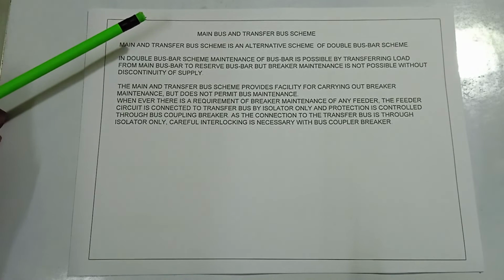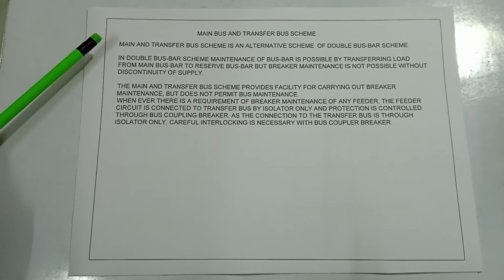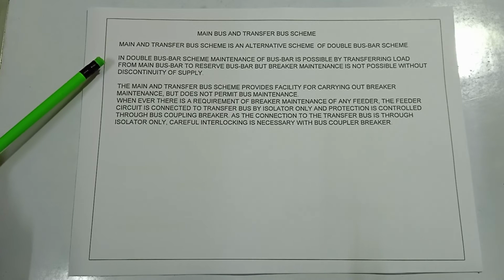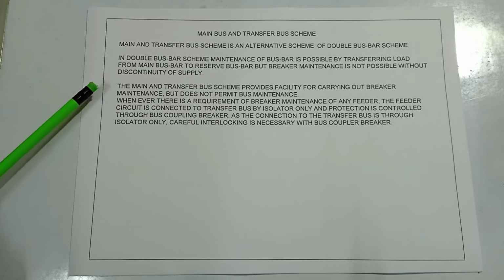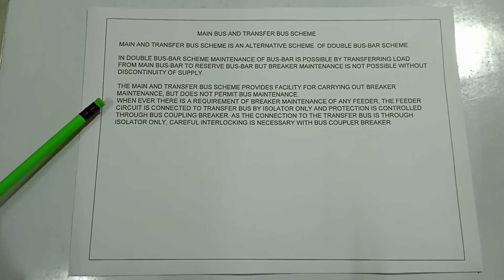Main bus and transfer bus scheme. The main and transfer bus scheme is an alternative to the double bus bar scheme. In the double bus bar scheme, maintenance of the bus bar is possible by transferring load from the main bus bar to the reserve bus bar, but breaker maintenance is not possible without discontinuity of supply. The main and transfer bus scheme provides facility for carrying out breaker maintenance but does not permit bus maintenance.